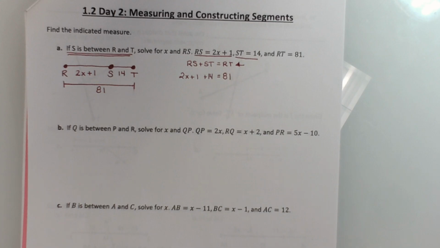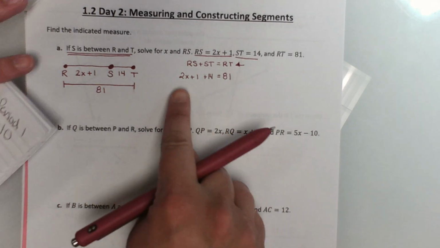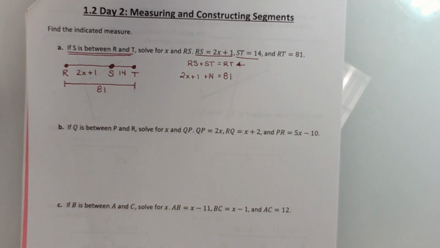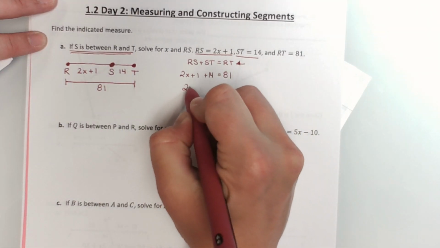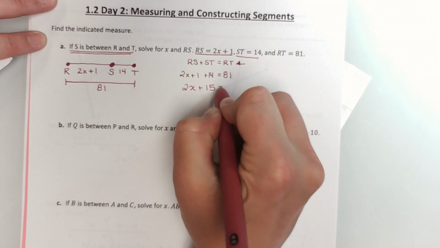Okay. At this point, we're solving. I'm calling on people at random. I'm hearing a lot from the same people. Okay. If I want to solve this, Garrett, where should I start? Add your like terms. Okay, what will I get? 15. Specifically 2x plus 15, but yes.